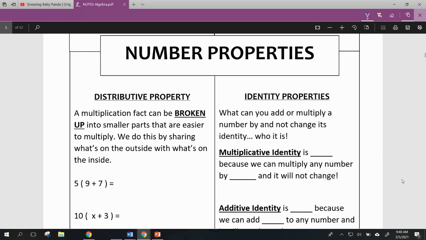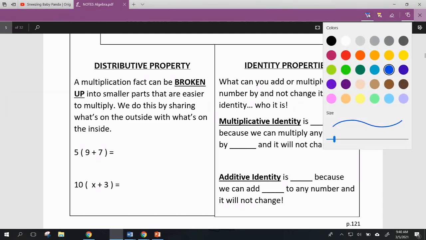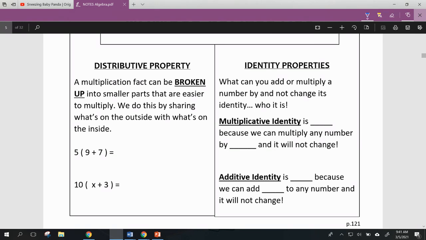We're going to talk about two things in this, but we're really going to focus on the distributive property. But I do want to go over the identity properties to make sure that you've got that squared away. So our identity properties, remember, it's all about what can we do mathematically to a number and not change its identity. So what can you add or multiply to a number and not change what it is?